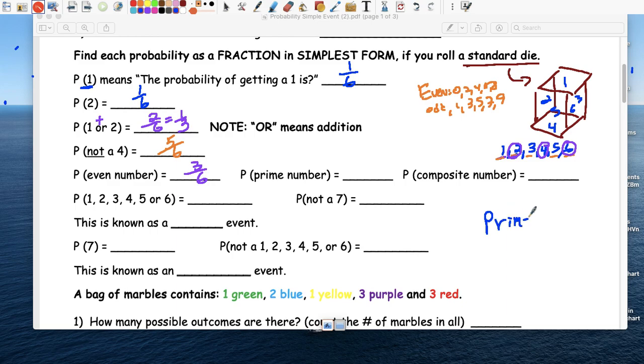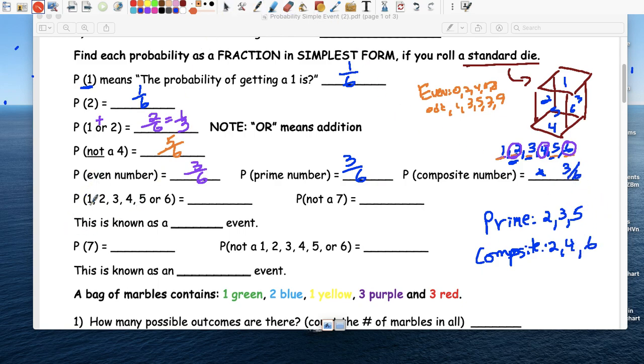Ooh, prime numbers. Prime numbers are 2, 3, and 5. So there are 3 prime numbers out of 6. The composites, and I'll talk about prime and composite at a later time, would be 4 and 6. I'll come back to that. Again, 3 out of 6 because it's 2, 4, and 6.